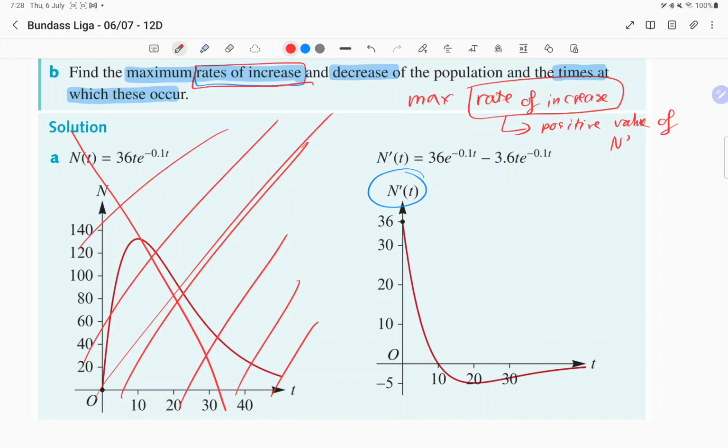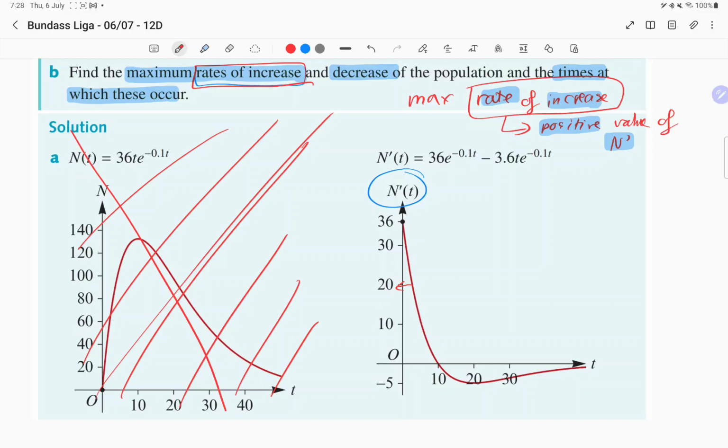Does that make sense? Maximum rate of increase is the maximum positive value of n dash. Does that make sense? Because n prime is the rate, right? Increase means positive. So rate means n prime or n dash, and then increase means you're looking at the positive values. So what are you looking at? You're looking at this section only, right? Because this is a graph of the rate already. Whatever the value on the y-axis is the rate at that point in time.